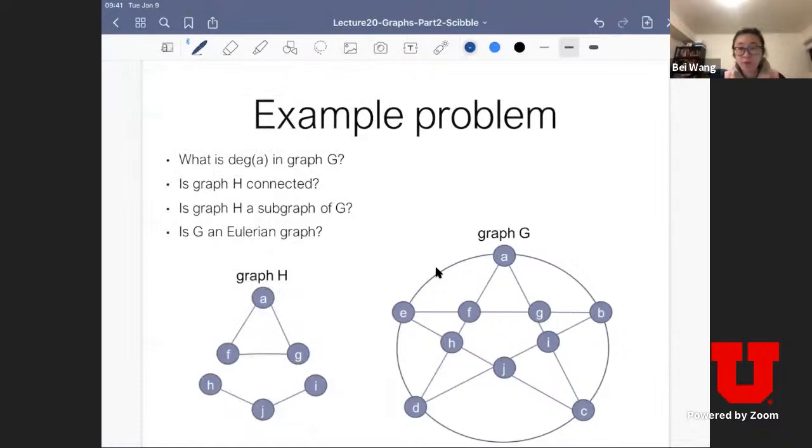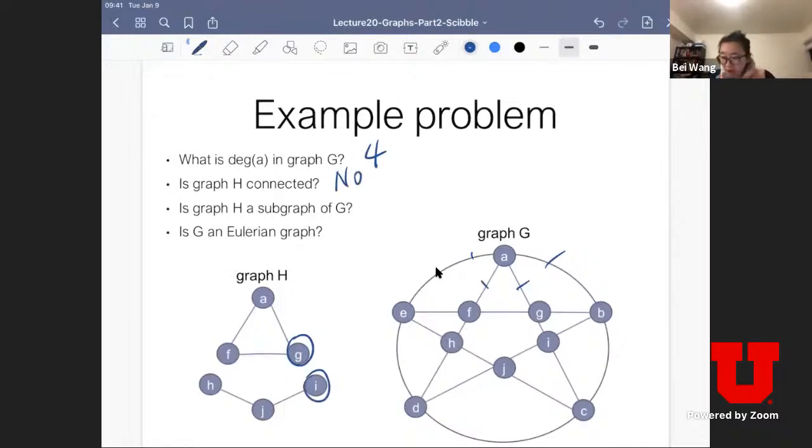Again, you can pause the video and try to solve this on your own. The degree, in this case, it is adjacent to 4 edges, so the degree is equal to 4. Is H connected? The graph H is on the left-hand side. A graph is connected if there is a walk or a path from any node to another node. In this case, it's not because I cannot go from node G to node I, so the answer is no.